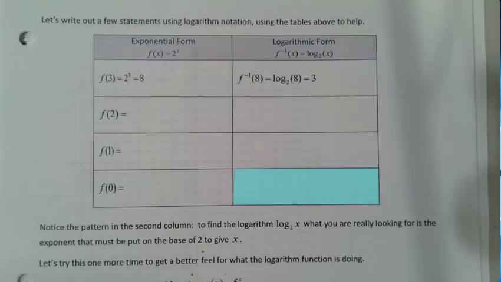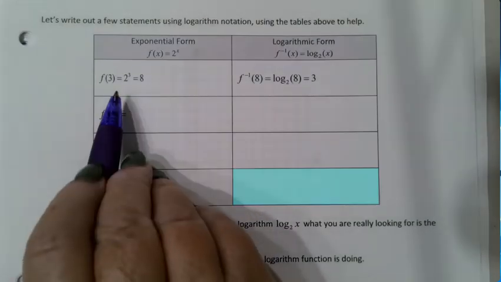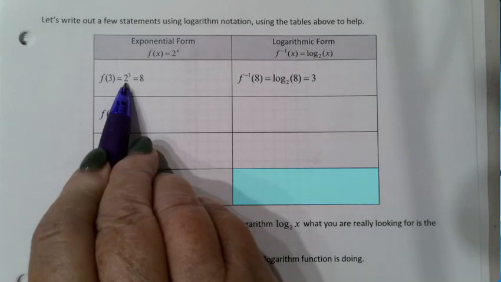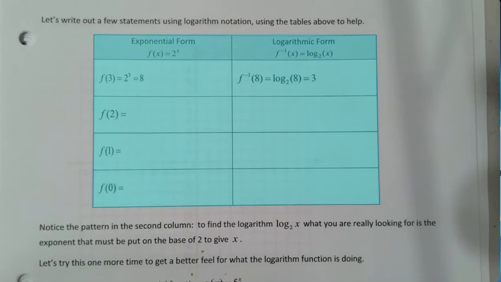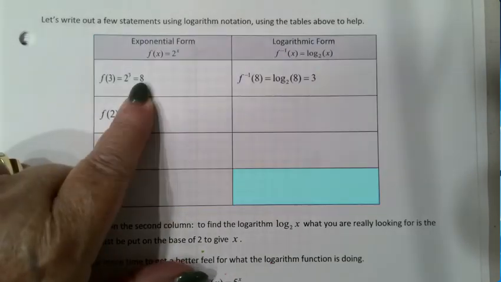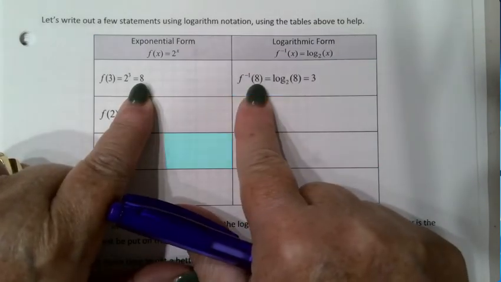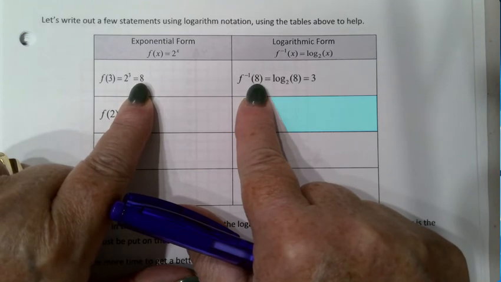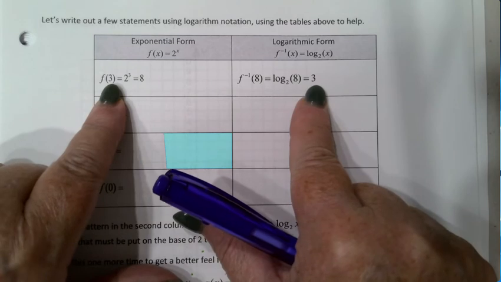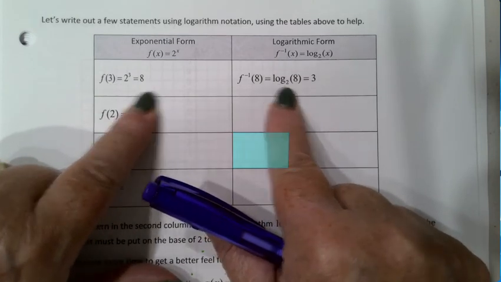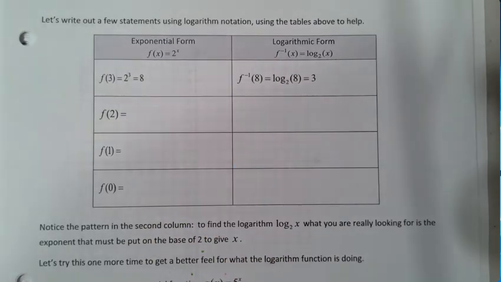I'd like to write out a few statements using logarithm notation. And we can use our tables from the previous page a little bit to help, but I think we'll be okay here. Notice that when I say that my original function, 2 to the third power equals 8, the output for the exponential becomes the input for the log. The log base 2 of 8 is equal to 3, right? Input and output trade places.